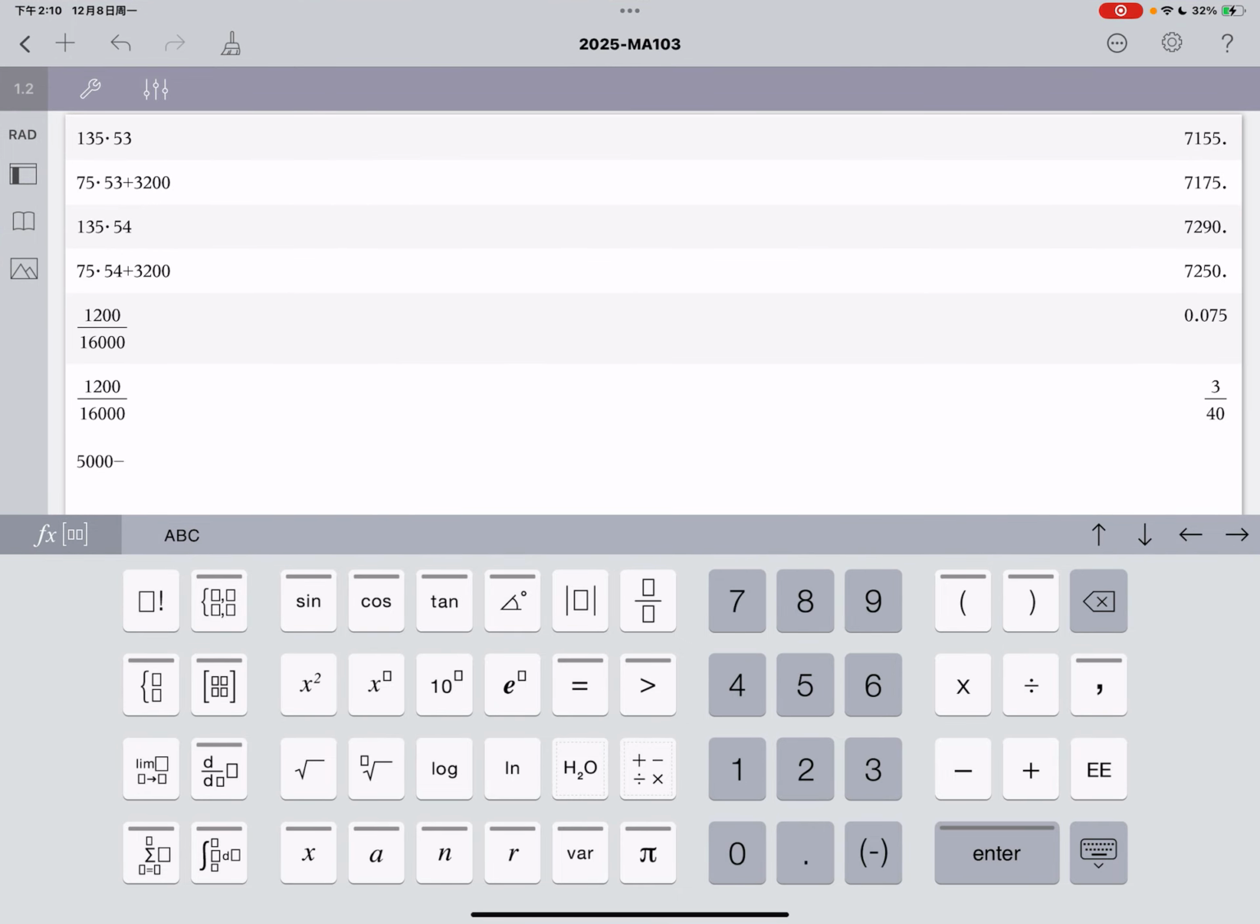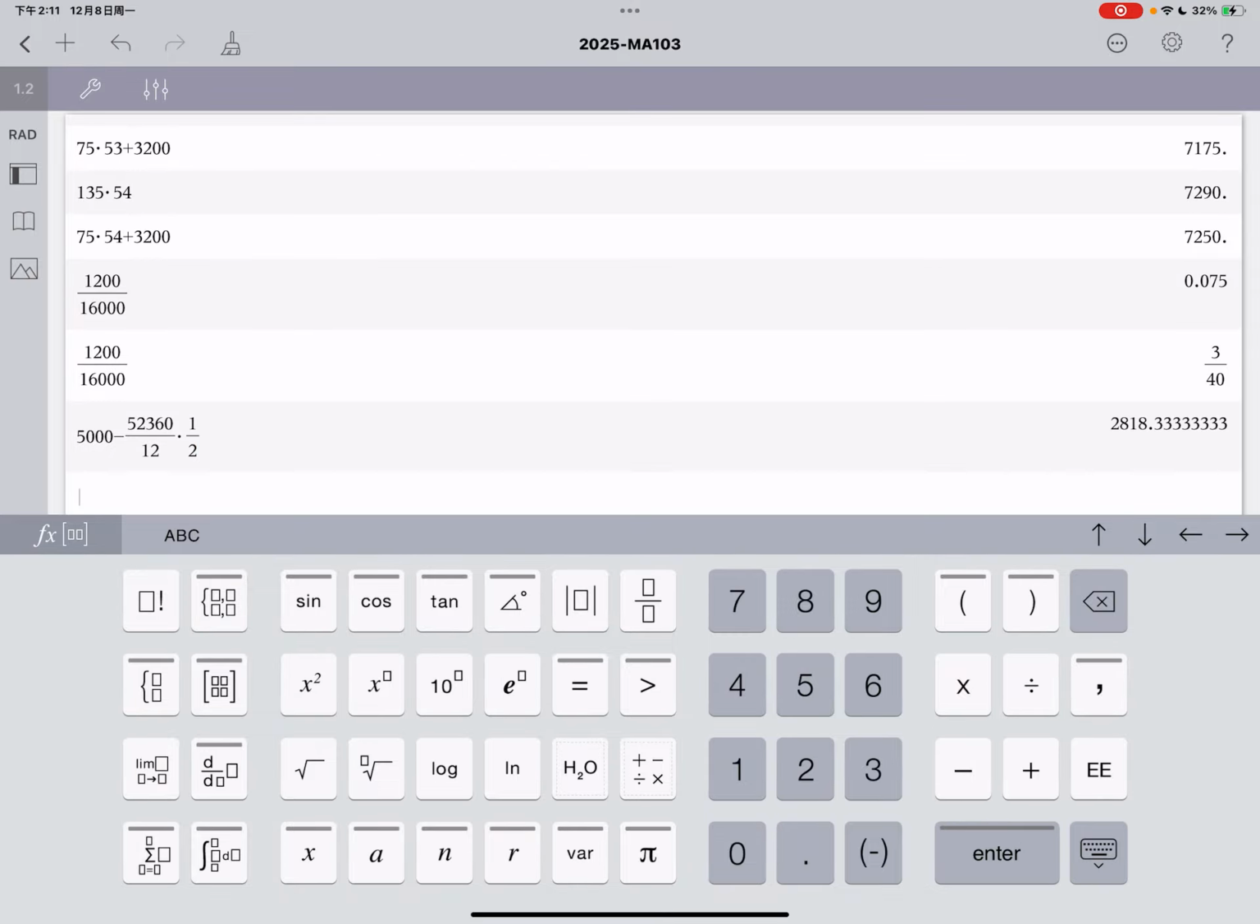Let's have a look. 5,000 income minus, let's say, 52360, divided by 12, then multiply by half. Yep, 2818.33 recurring, so we round it to 33 cents.